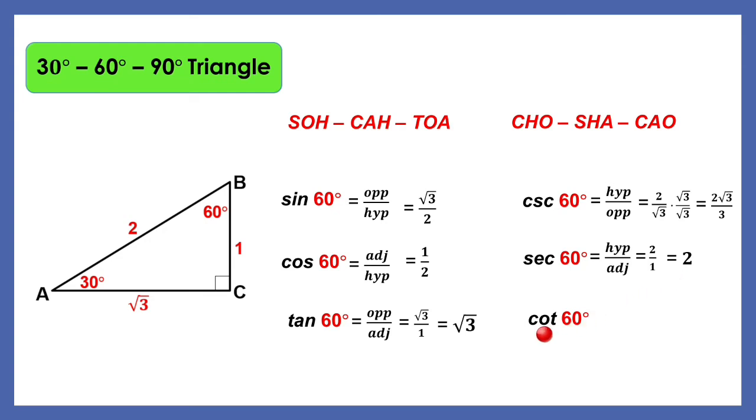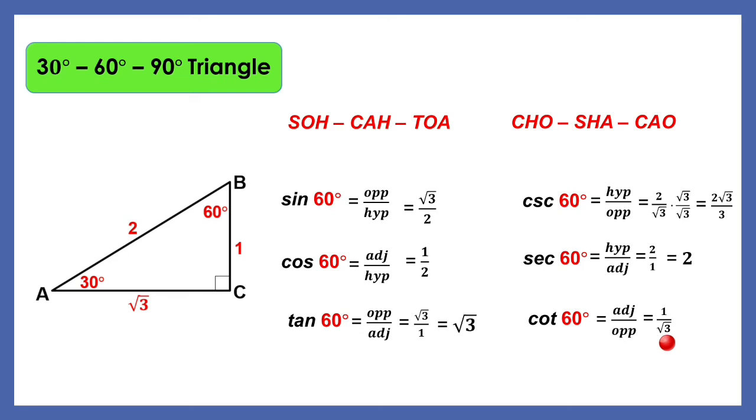The last ratio is cotangent 60 degrees. We will use CAO. Cotangent 60 degrees equals adjacent over opposite. Or pinagbaliktad natin, kinuha natin ang inverse ng tangent 60 degrees, adjacent over opposite. Ang adjacent, this is our angle, 60 degrees. Adjacent side measures 1 and opposite measures square root of 3. Therefore, the ratio is 1 over square root of 3. Or pinagbaliktad natin itong tangent 60 degrees.